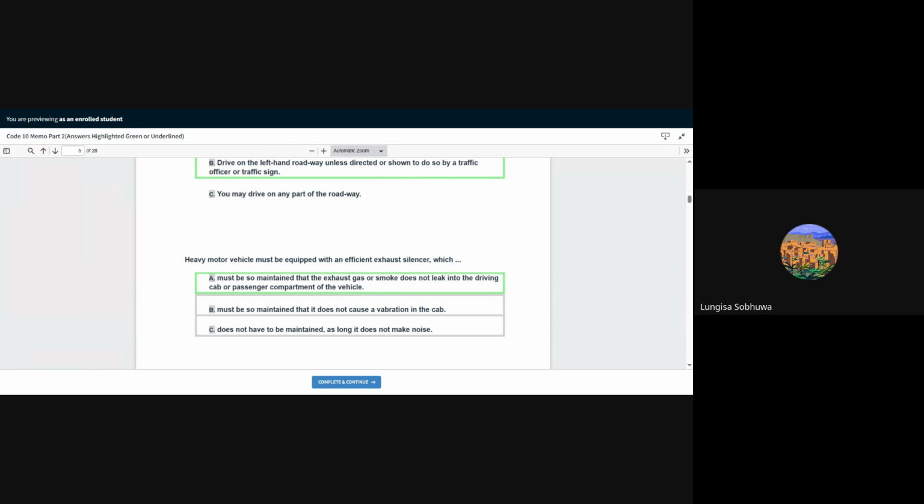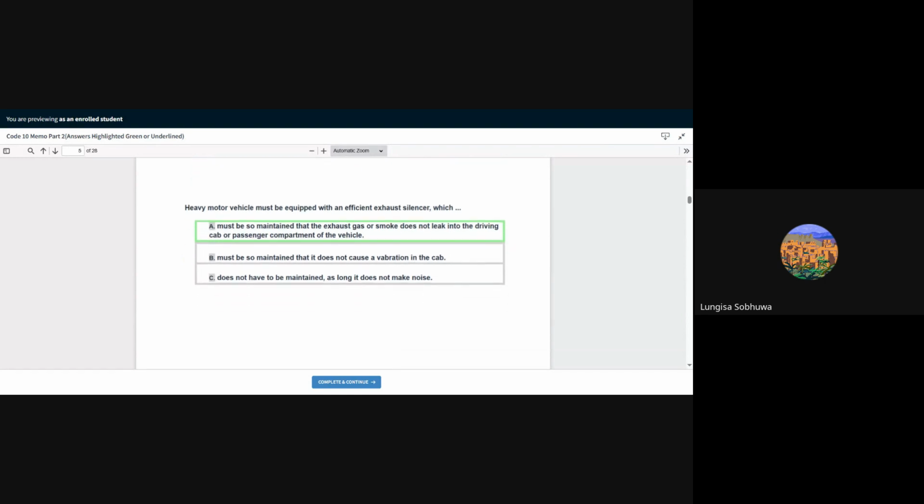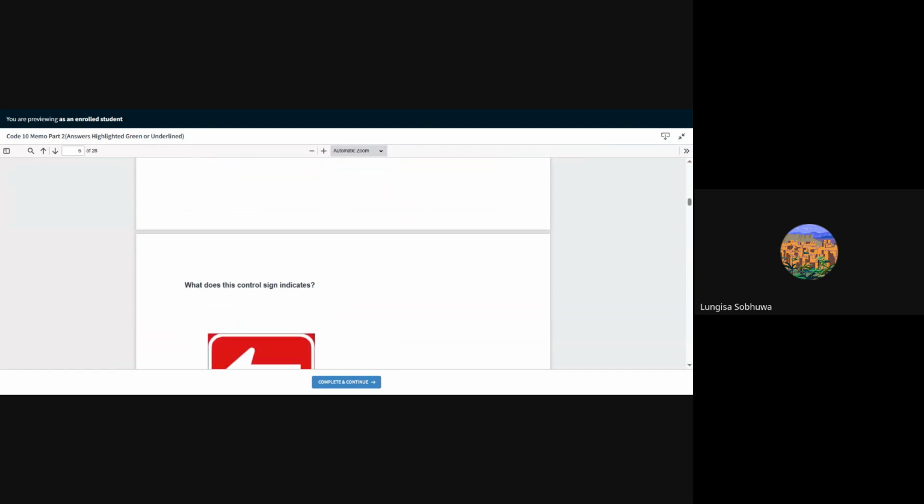A says must be so maintained that the exhaust gas or smoke does not leak into the driving cab or compartment of the vehicle. So that's the correct answer there.